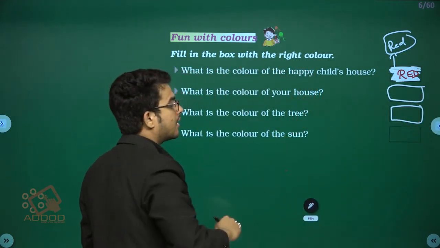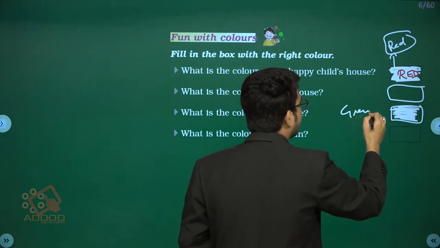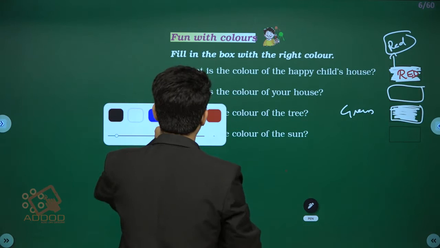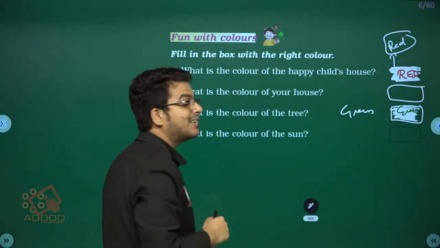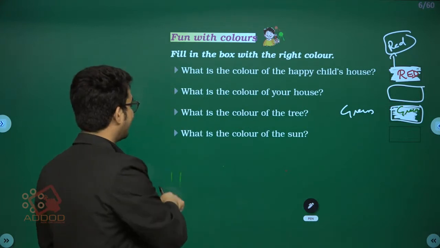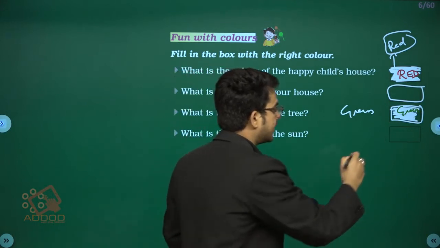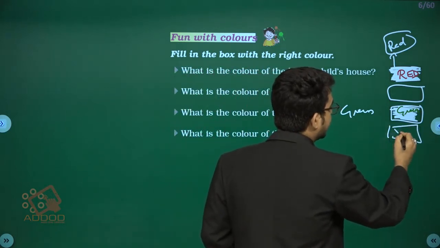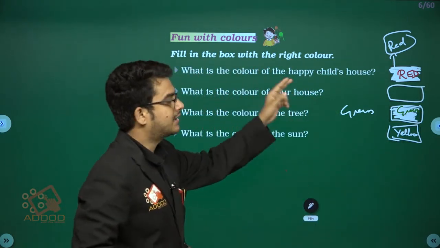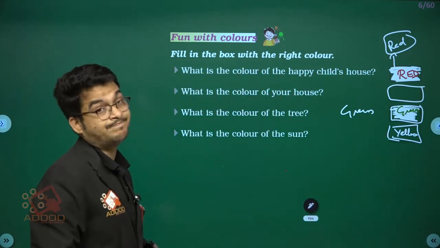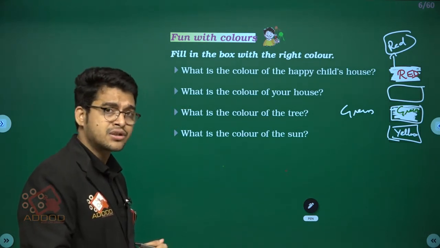Now, what is the color of the tree? The color of the tree is green. We can find it over there. Now, what is the color of the sun? The color of the sun is basically yellow. Yes, so what other colors can you write? How many color names do you know? Do you know the different colors?